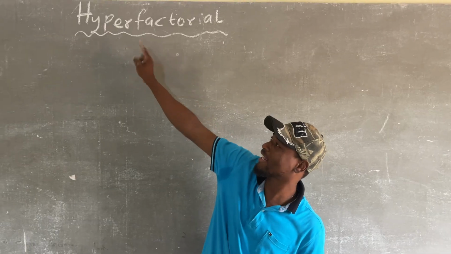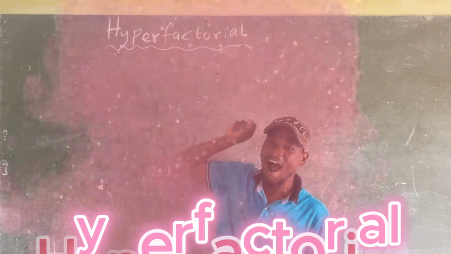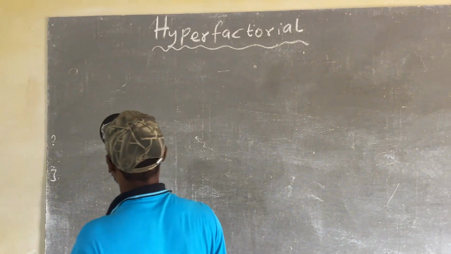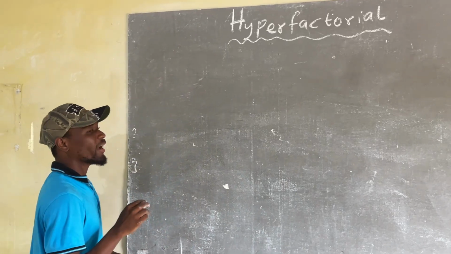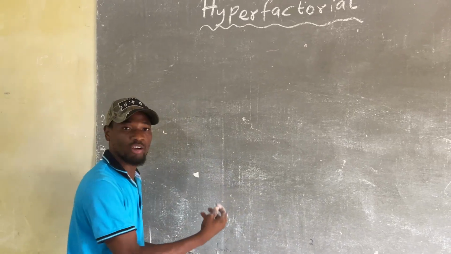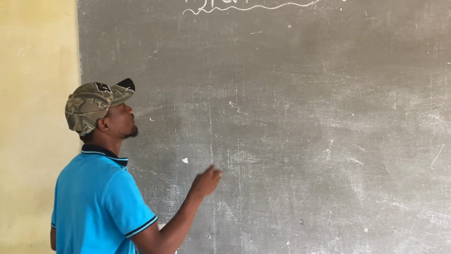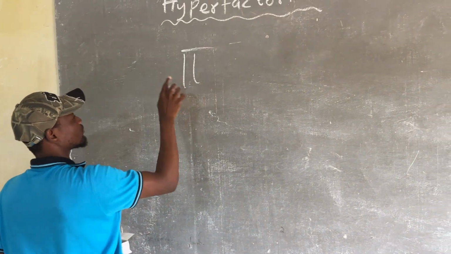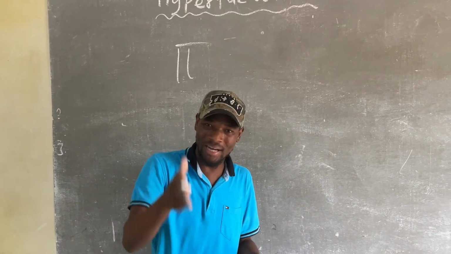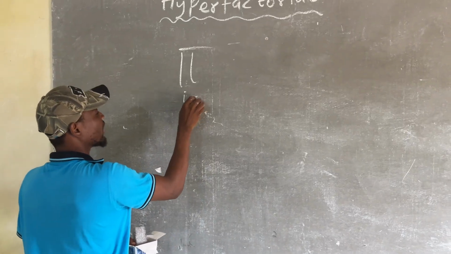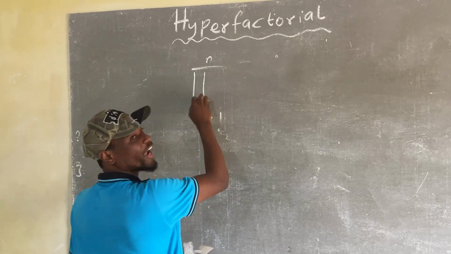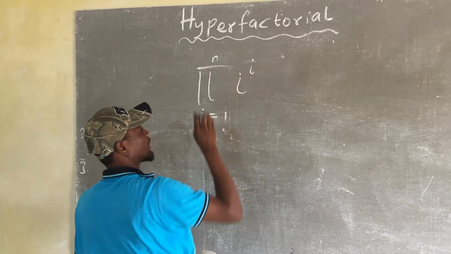Today we are going to consider another type of factorial concept called hyperfactorial. Hyperfactorial simply means, or mathematically, hyperfactorial is defined as the product of positive integers ranging from 1 up to the integer n, then we have the expression which is I raised to the power I.